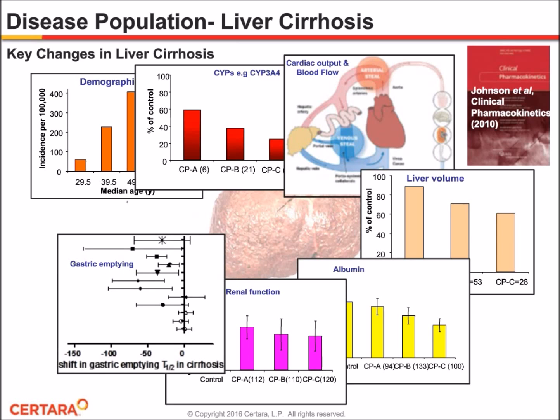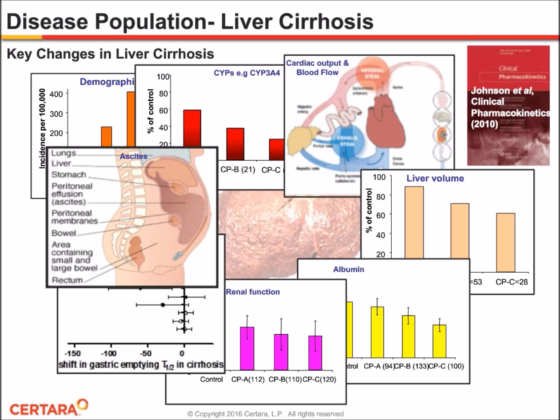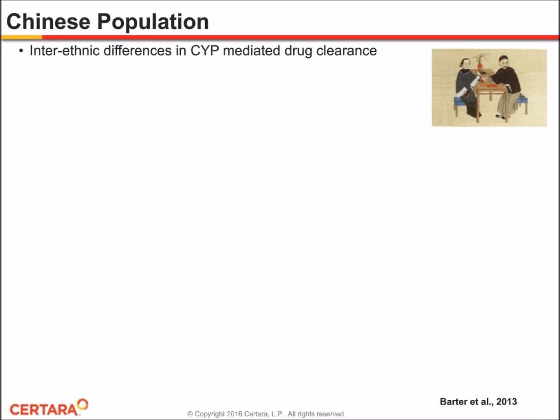And then there is also the formation of ascites, or the accumulation of water in the body cavity due to liver cirrhosis. So all these parameters are actually taken into consideration when you're generating a liver cirrhotic population.